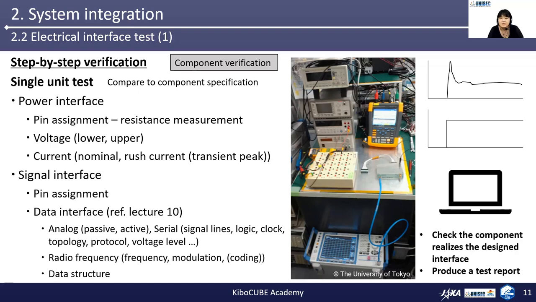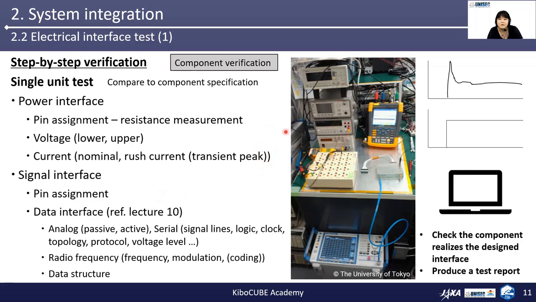Here, the electrical interfaces are very important for integration because their mismatch easily causes an accident. This photo shows the setup of the transmitter's power interface test. The transmitter case is connected to the ground line. This experimental jig is called a breakout box, which makes it easy to contact the connector pin by probes. The power interface check starts with a pin assignment check by measuring the resistance between the pins. After confirmation of the pin assignment, the component is turned on by using standard power supply equipment.